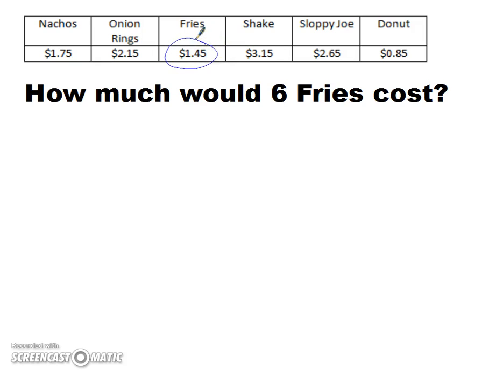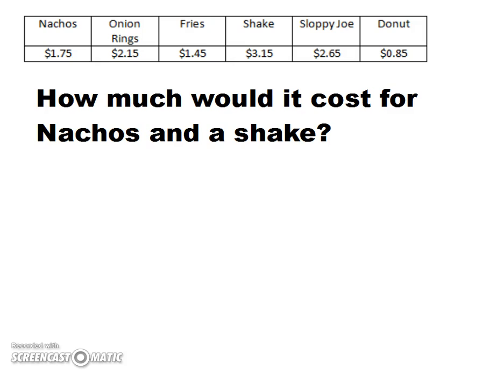I want 6 of them, so I'm going to take $1.45 times 6. 6 times 5 is 30. 6 times 4 is 24, plus 3 is 27. Carry my 2. 6 times 1 is 6, plus 2 is 8. Move my decimal over 2 spots, it would be $8.70. I also could have added $1.45 6 times, but I felt like multiplying would be easier.